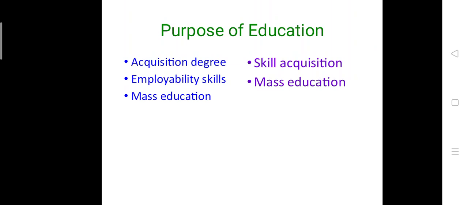Then mass education, education for all, is a worldwide concept or a worldwide demand, and the rate of literacy in India, when compared to many Western countries, is low, and it naturally influences the quality of life. So mass education has got a priority in India also.